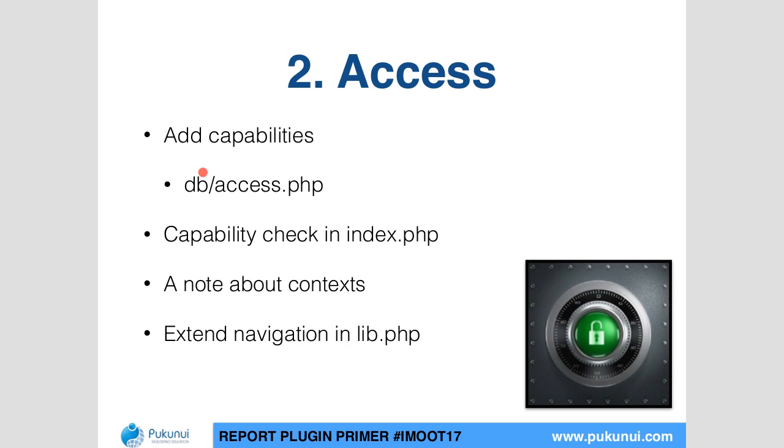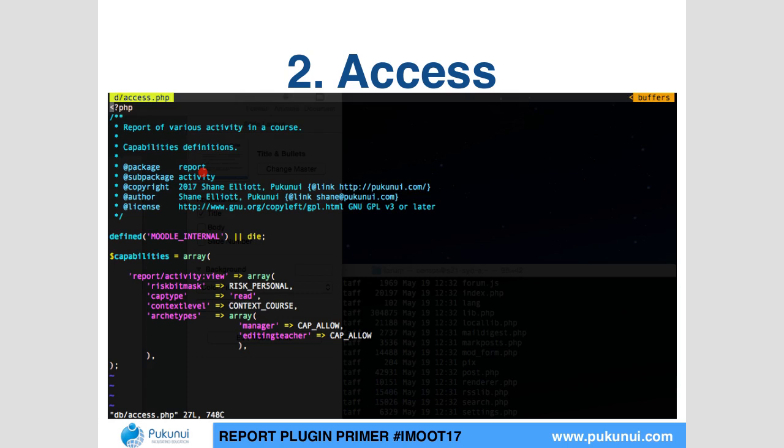But one of these is the access files, access.php. And in there you define capabilities. Here we go. So this is the file that's in there. So all the header section as usual. And what it's looking for, Moodle will look for a capabilities array. So this is how it's set.